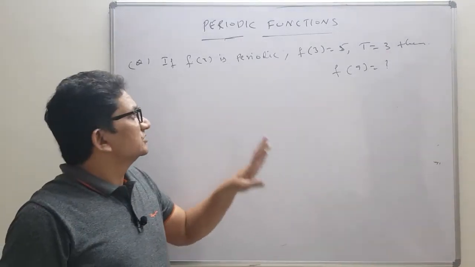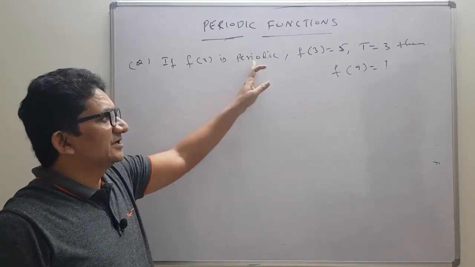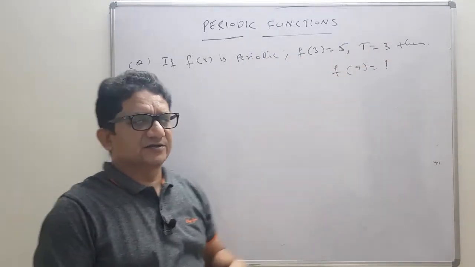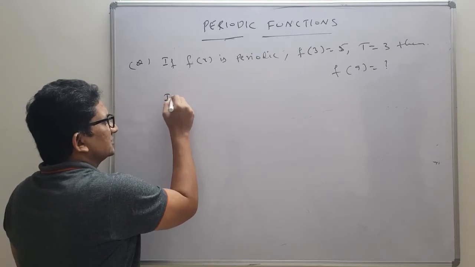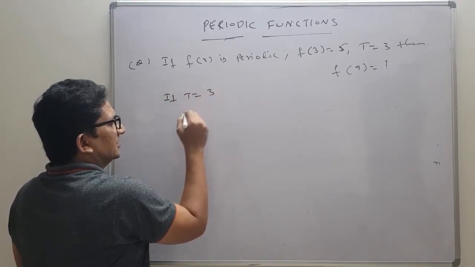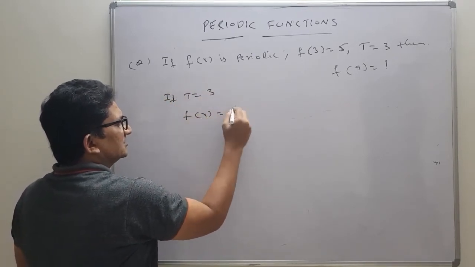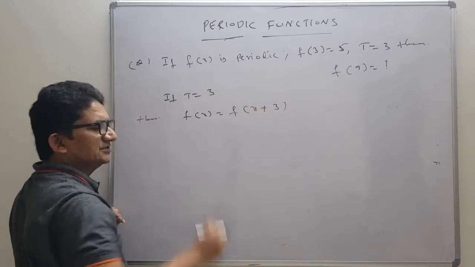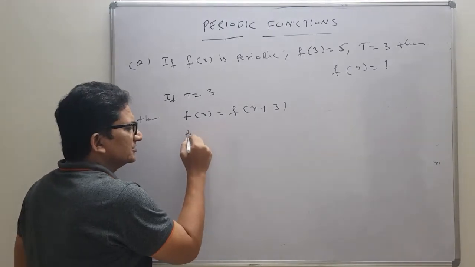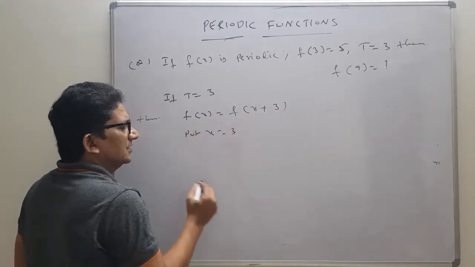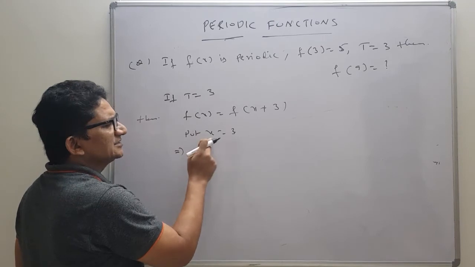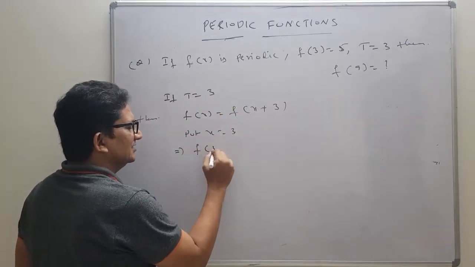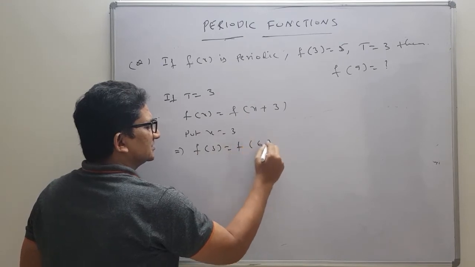Now to solve this question, a function f(x) is periodic, the value of f(3) is given, and the fundamental period is 3. If T = 3, then we can write f(x) = f(x+3). This is the definition of periodicity. Now put x = 3 in this one, because we know the value of f(3). So f(3) = f(6).